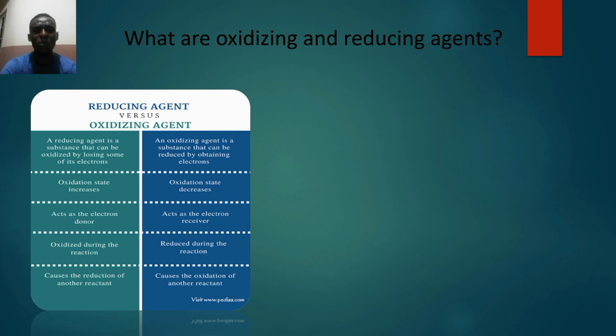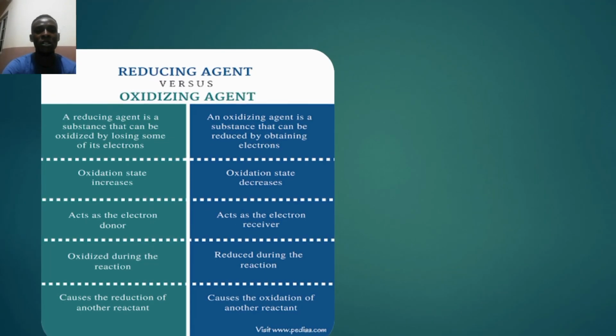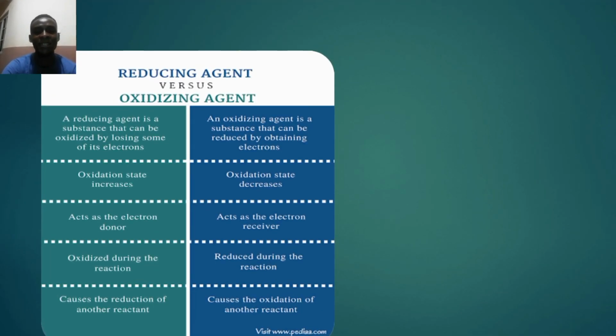So what are the common oxidizing and reducing agents? Since we've talked about oxidation and reduction, how do we see oxidizing and reducing agents? A reducing agent is a substance that can be oxidized by losing some of its electrons. Take a while and think about it. A reducing agent is a substance that can be oxidized by losing some of its electrons, whereas an oxidizing agent is a substance that can be reduced by obtaining electrons.